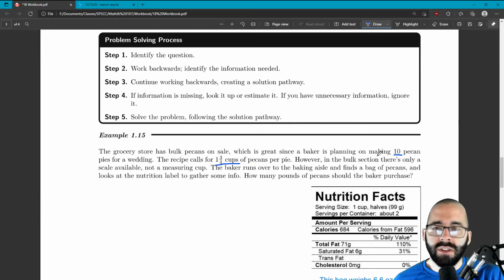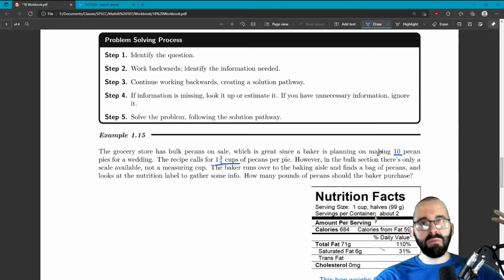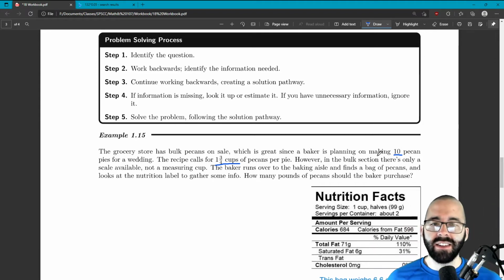In the bulk section though, there's only a scale. This is just a giant tub of pecans, and there's no measuring cups. There's just a scale, and you see how much these pecans weigh. That's how much you have to pay. They're selling them in bulk, not just packages of pecans. So anyway, I'm getting distracted. There's no measuring cup. We can't measure 1 3/4 cups 10 times.